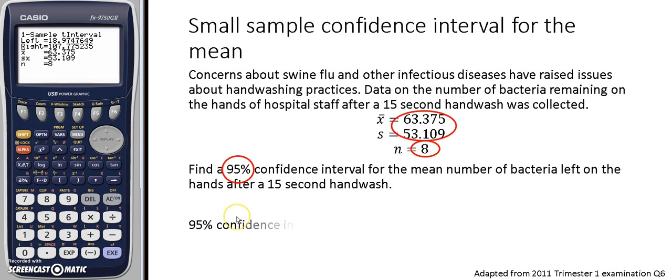The way we report this confidence interval is that the 95% confidence interval for the mean goes from 18.97 to 107.78. This is just taking the left bound and the right bound up here, rounding each to 2 decimal places, and putting it within brackets with a comma in the middle.